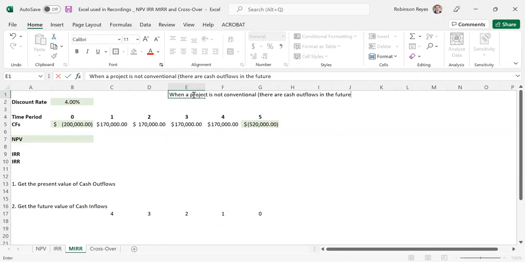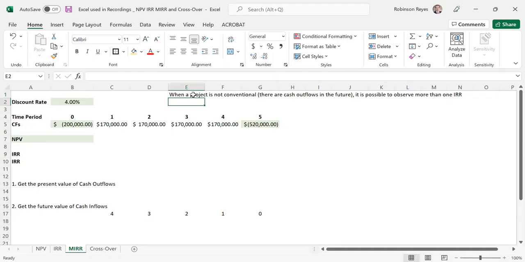Don't quote me on that definition as is, but that's the intuition. Then it is possible to observe more than one IRR. Now let's see this visually. I think this visual approach will be very helpful in understanding what is going on. And then let's look at this.